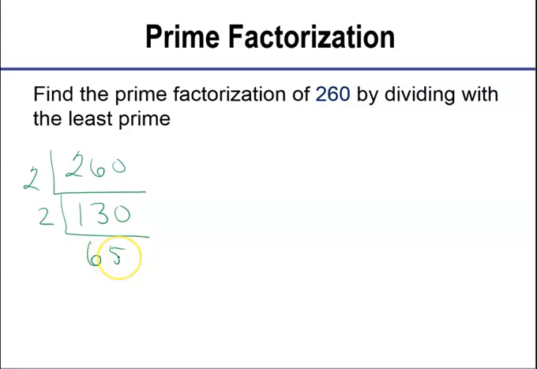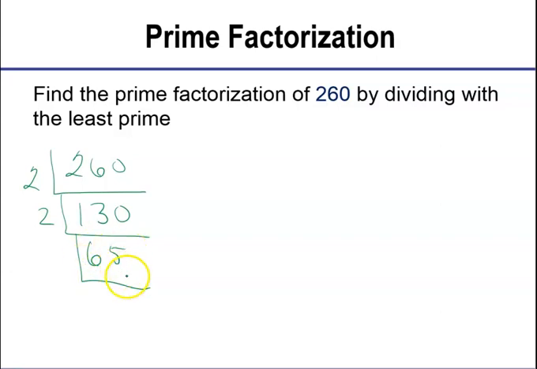Now, 65 does not divide by 2, right? Because it's an odd number. Only even numbers are divisible by 2. But I do see that 5 goes in there, right? Now, I probably could have checked, you know what? I should have checked 3. If we're going to do this least prime method, there it goes. The least prime method.